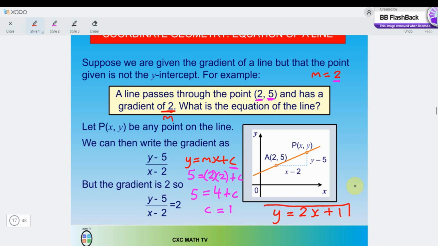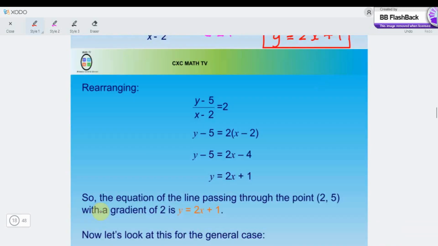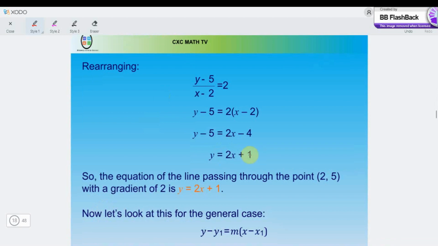This will be the equation of the line. It will always work. Now I did it another way right here. You could do it this method, but I'm not showing that method today. So it still works out to be y equals 2x plus 1. I'll explain it after I tell you the formula.